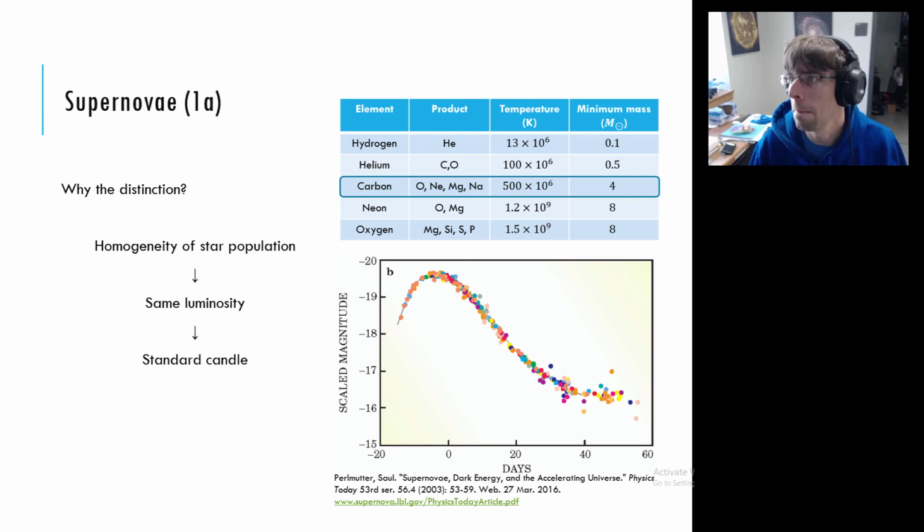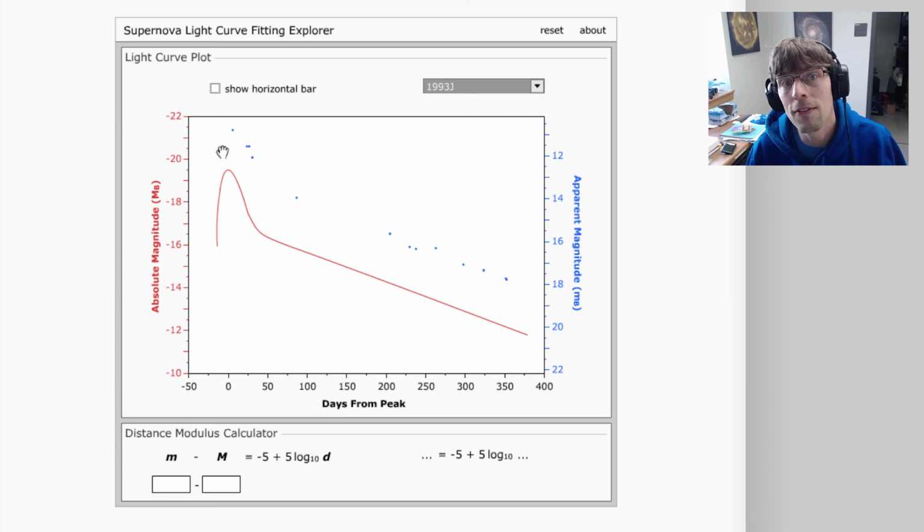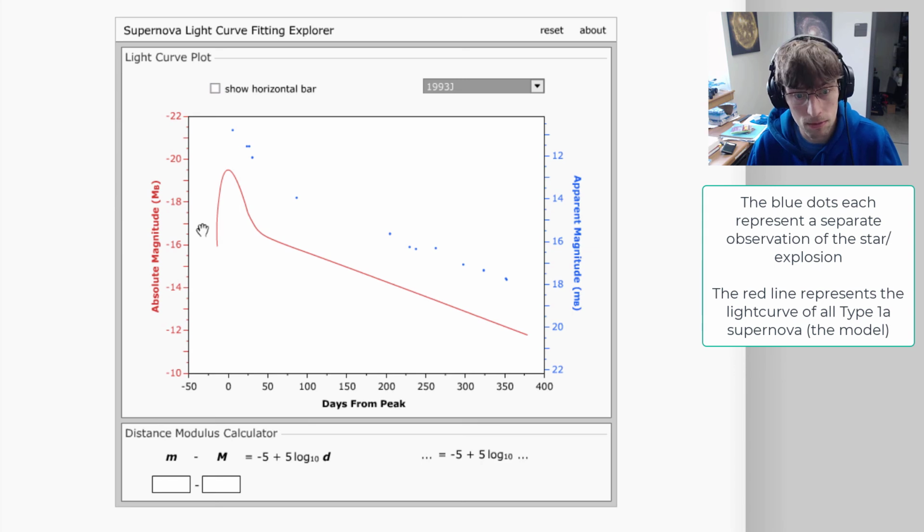Let me give you an example. Here is a light curve fitter. You'll use this in lab at some point. And I've selected a supernova, 1993J. Unfortunately, and you notice, we don't have a lot of data points for observations. Okay? But what we do know is that it was a type 1A supernova. And so it will have this shape of light curve. So we don't have to observe it at its peak.